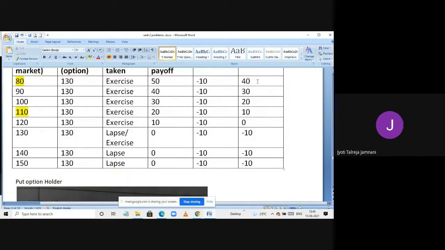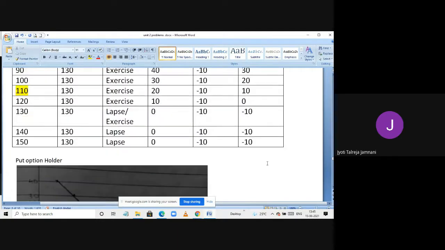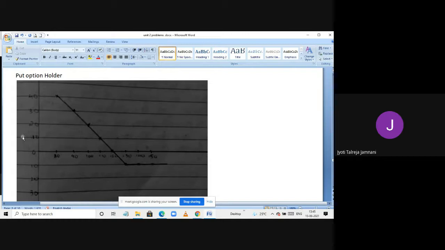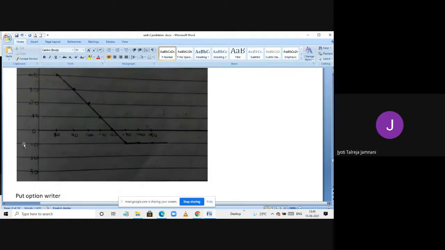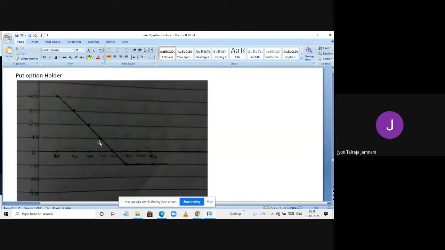The maximum gain is 40 and the maximum loss is minus 10. So I have taken 1 centimeter equals 10. So 10, 20, 30, 40 gain, and on the loss side also minus 10, minus 20, minus 30. At 80 rupees, we had a gain of 40. So at 80, I draw a dot here. When the price is 80, the gain is 40.